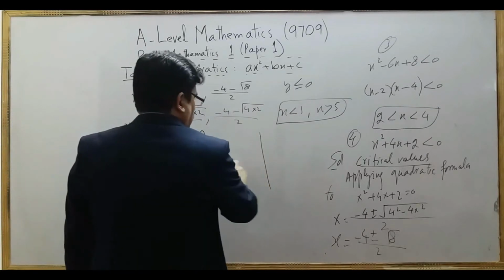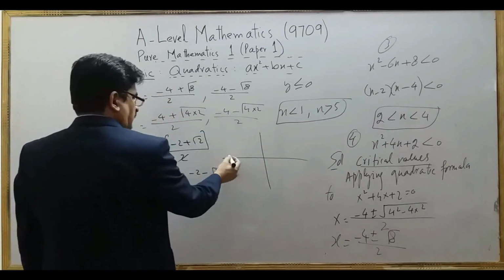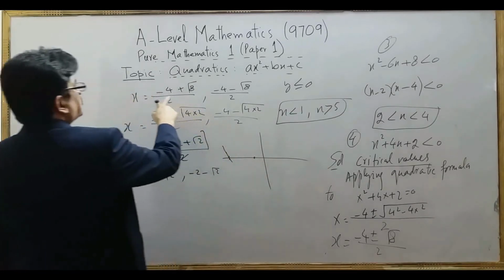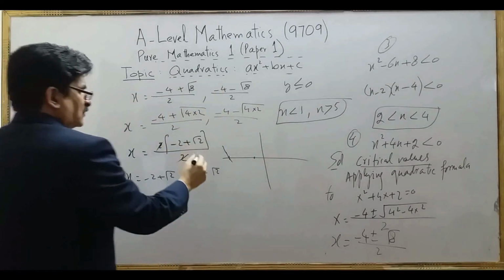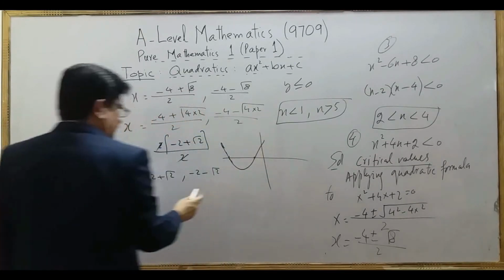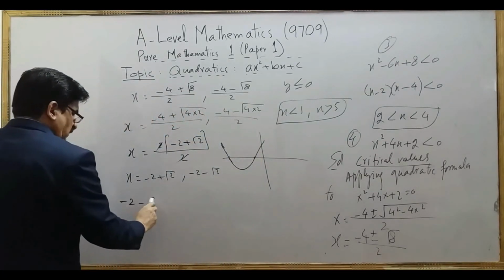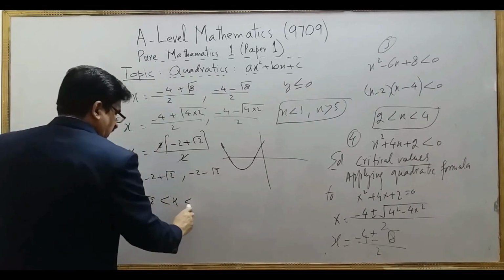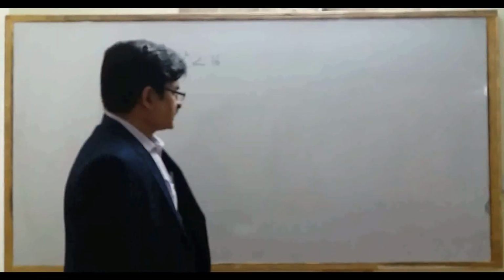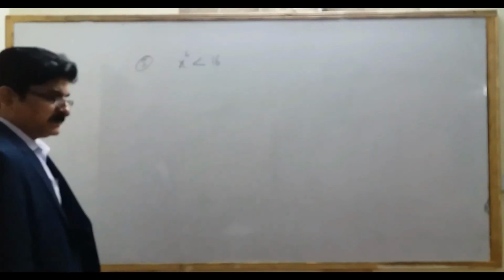If you sketch it, you will have this value somewhere here and this value over here, and you know that the coefficient of x square is positive, so its sketch will be like this. So the answer will be minus 2 minus under root 2 less than x and x less than minus 2 plus under root 2. Okay, our next example is x square less than 16.